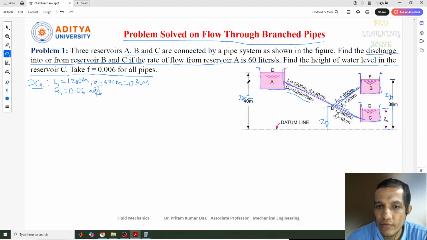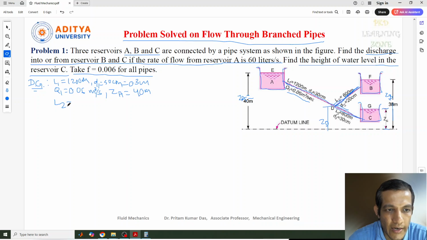Now, what is the reference point? ZA. ZA is the height of this reservoir A from the datum line, that is 40 meter, already given. Now similarly, the second pipe length is L2, connected from D to B point. That is given as 600 meter. What is the diameter of that particular pipe?